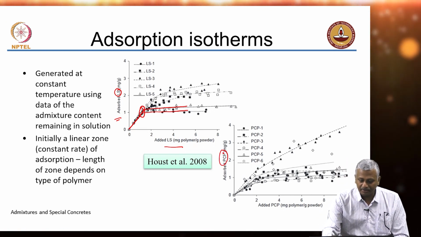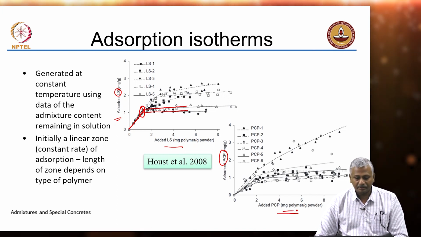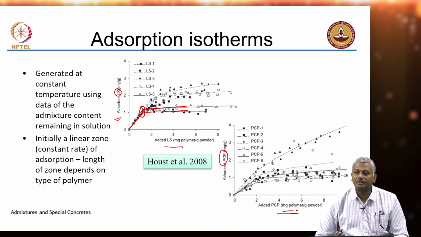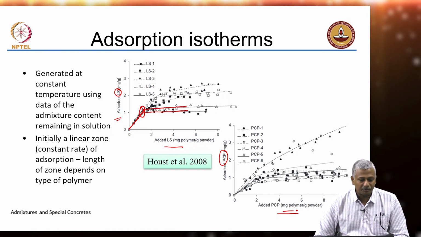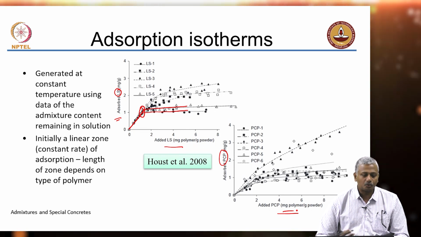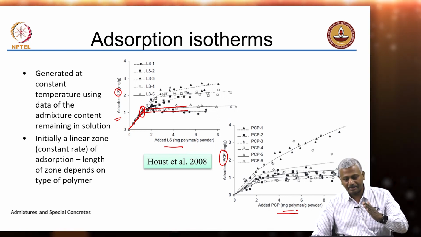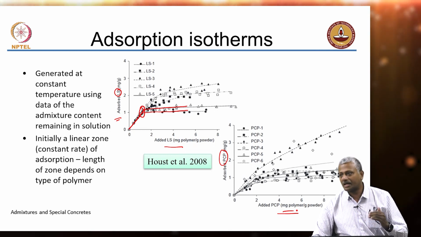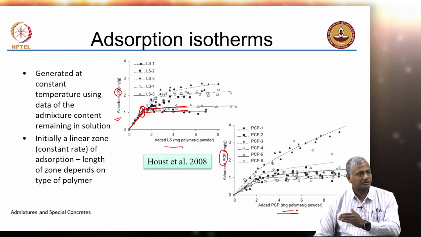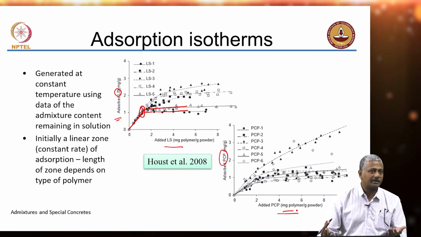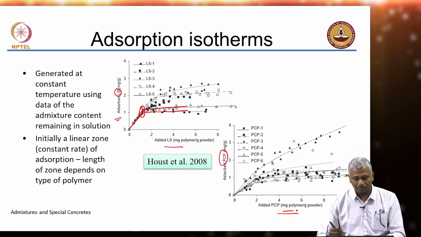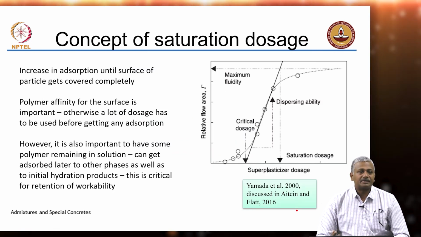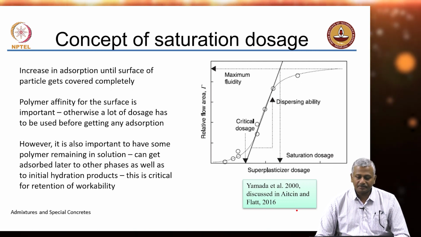This is polycarboxylate, right. Again, this is the extent of adsorption that is happening, but these are all isotherms generated for different types of chemicals that have been used, okay. So the linear zone basically says that all that is getting added is getting adsorbed, and then of course your saturation happens, and then almost completely the extra admixture that you add is not getting adsorbed at all, okay. Now that is where we are getting to next. What is the saturation dosage and how do we determine this, okay.